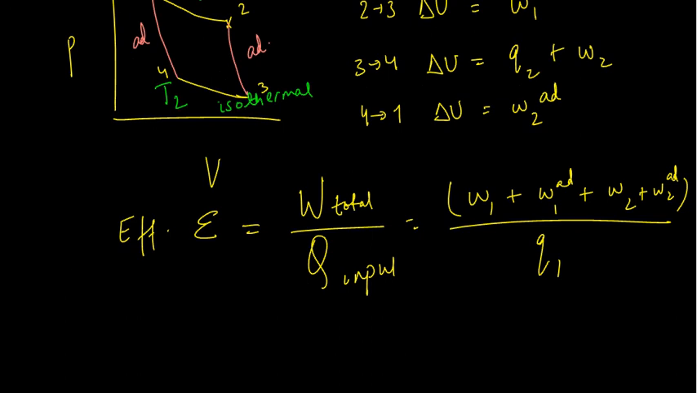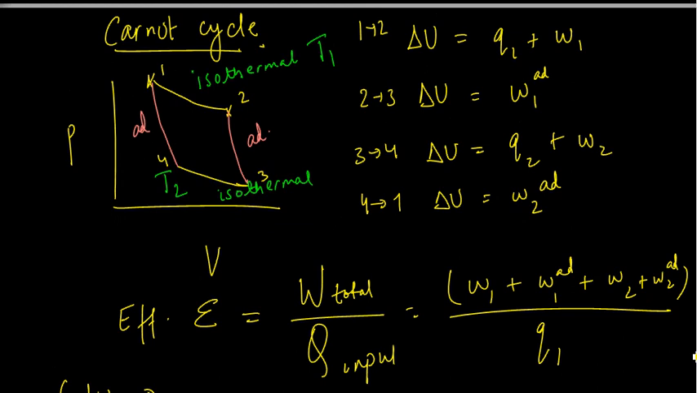Now, how do we go about this? To our rescue, we have the first law, which says that in a cycle, delta U should be 0. Very good. So the cyclic integral of dU is equal to 0, and I have already calculated the delta U's for all the 4 paths, right? So what I have is essentially W1 plus W1 adiabatic plus W2 plus W2 adiabatic is equal to minus of Q1 plus Q2, right?